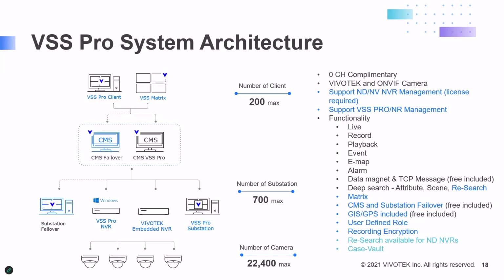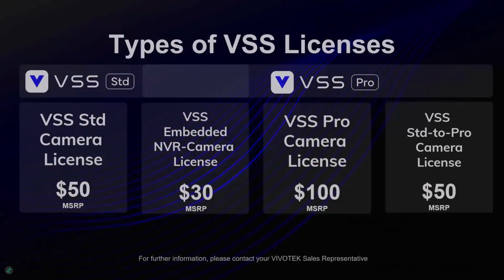VSS Pro also includes at no additional cost or licensing for each of these features. It's going to be the extended TV wall matrix, CMS and substation failover, GIS and GPS location tracking, user-defined roles, recording encryption. All of this is provided along with the licenses that you purchase for this edition.